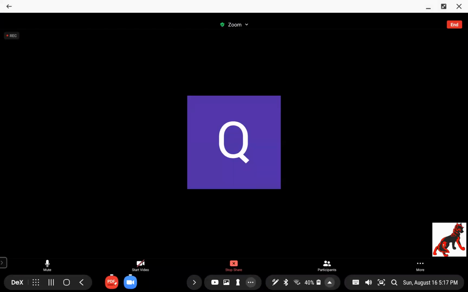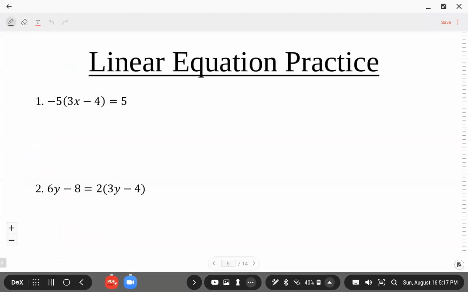Okay. So let me walk you through this now. Okay, let's solve this together. Remember, in the distributive property, you have to multiply -5 to every number in the parentheses. So let's just do that. So -5 times 3x would be negative 15x. And then negative 5 times negative 4 would equal positive 20, right? A negative times a negative goes positive.